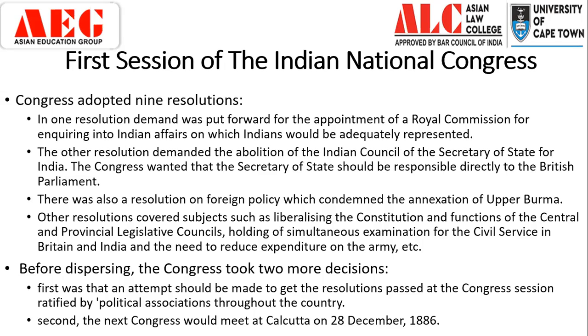Before dispersing, the Congress took 2 more decisions. First was that an attempt should be made to get resolutions passed at the Congress session ratified by political associations throughout the country. That there should be a motion that all the people in the country agree to. Second, the next Congress session would meet on December 28th, 1886, at Calcutta. So it was decided when the next session of Congress would happen. So this was not just a one-time affair, it was going to continue happening.